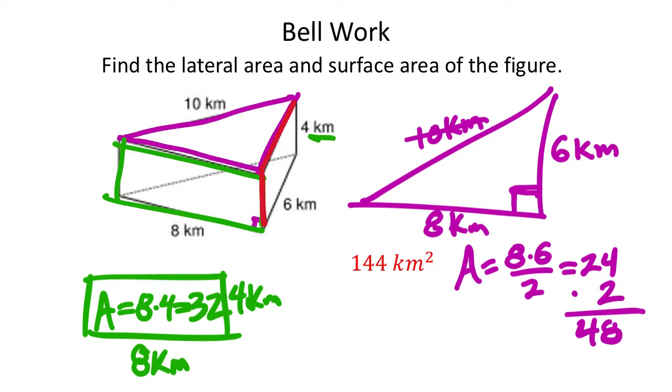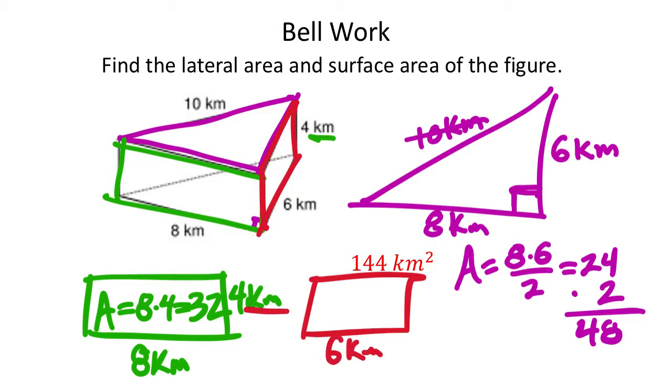And then we have this one on the right here. And those dimensions are pretty well defined at 4 kilometers by 6 kilometers. So this area would be 4 times 6 or 6 times 4, which is 24 square kilometers.